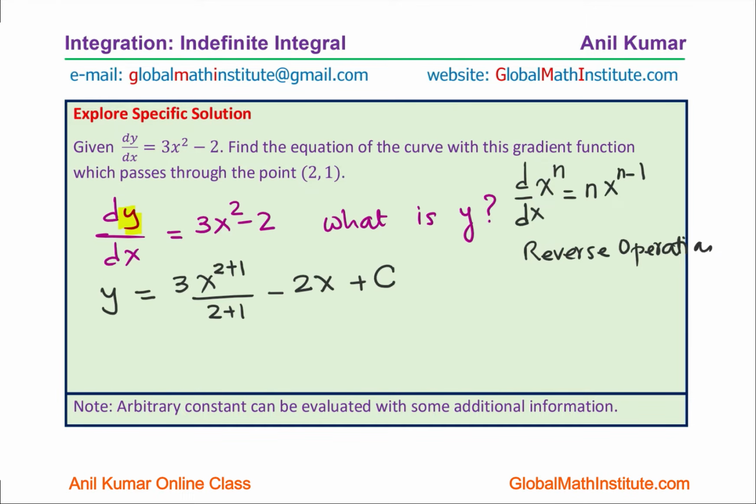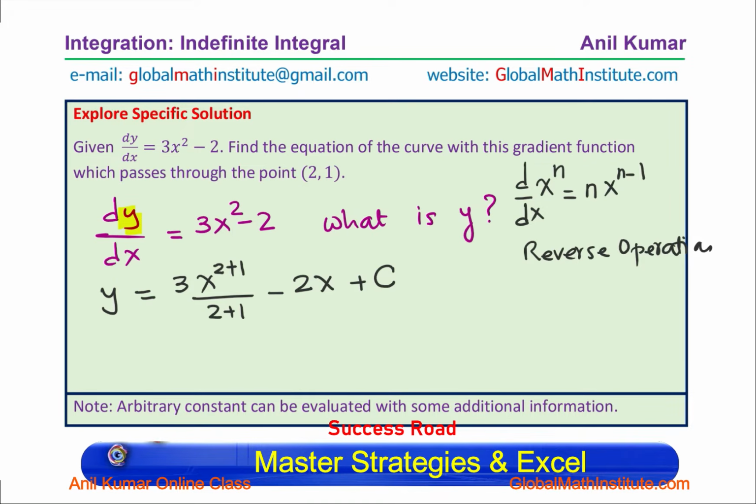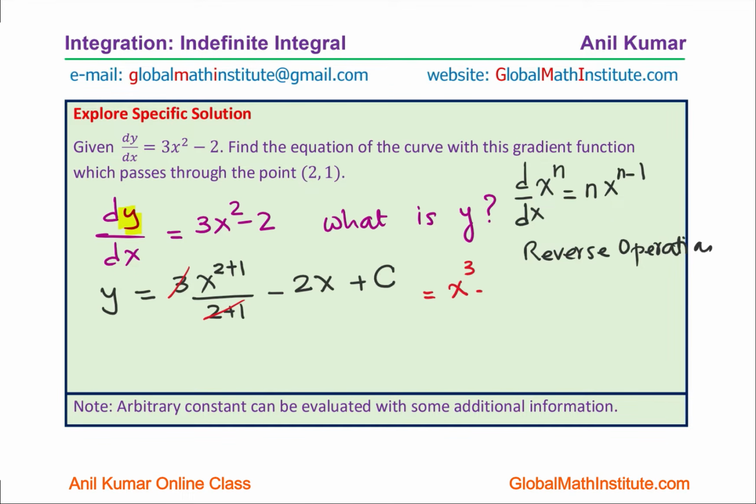Now, I would like you to actually find the derivative of this function and check for yourself. Do you get what was given to us, right? So let me rewrite this. We got our answer. So 3 and 2 plus 1 is also 3. It cancels. So we get x cubed minus 2x plus c.